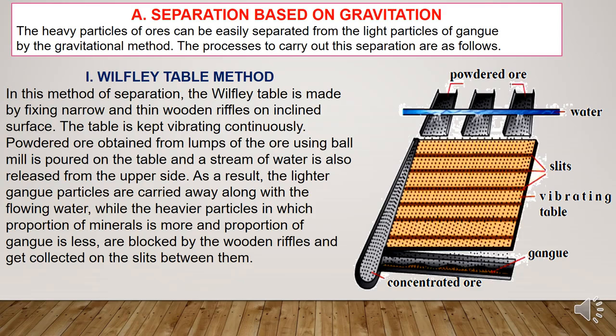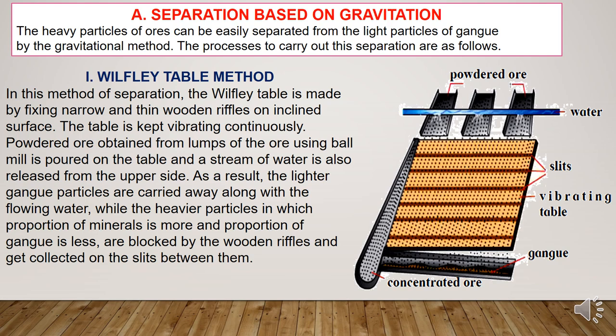Okay. So the powdered ore, obtained from lumps of the ore using a ball mill, is poured on the table and a stream of water is also released from the upper side. Here you can see the powdered ore is thrown from the upper side and there is water coming out which falls onto the ores. As a result, the lighter gangue particles are carried away along with the flowing water, while the heavier particles, in which the proportion of mineral is more and the proportion of gangue is less, are blocked by the wooden riffles and are collected in the slit between them.